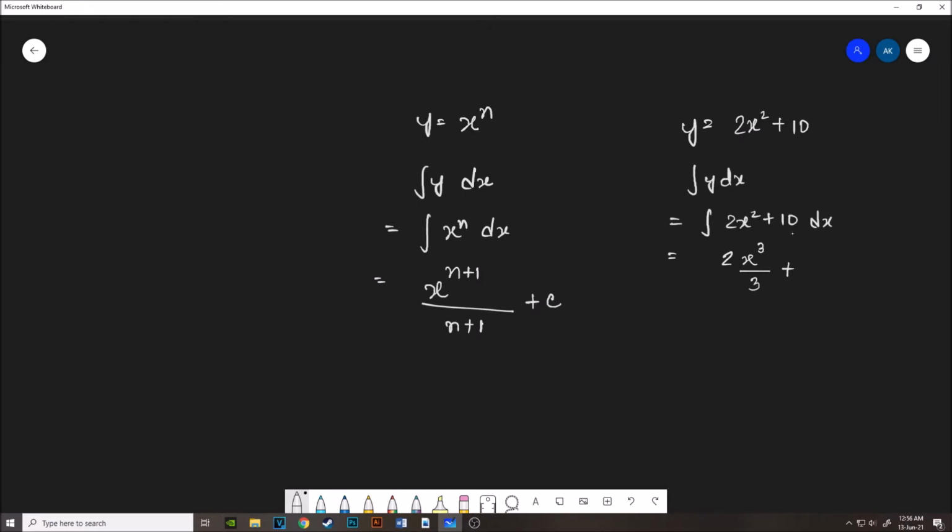The power of x here, well, we don't have any x here, but we can say that the power of x in this expression is 0, and we know that anything to the power 0 is basically 1, so we can say that we have an x here to the power 0. So the power of x will increase by 1, that is 0 plus 1 is 1, then we divide by the new power. And since this is an indefinite integration, we have to add a constant to the integral. This is the answer.